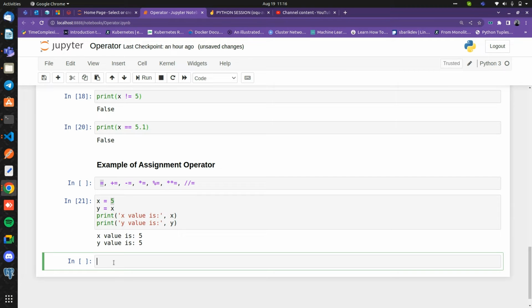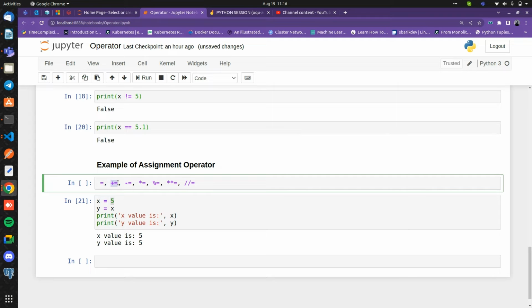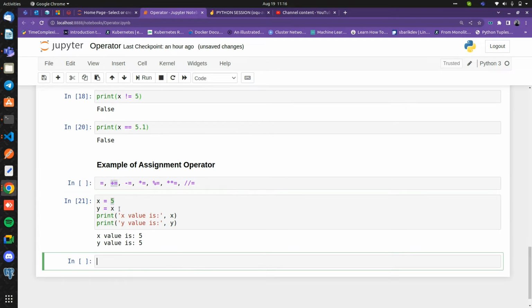Okay, and next is plus equal to. This is the plus equal to assignment operator. This is also called add and assign. Right now my x equal to 5 and y is also 5. So what I'm going to do is z plus equal to, let's say, x. That means z equal to z plus x.